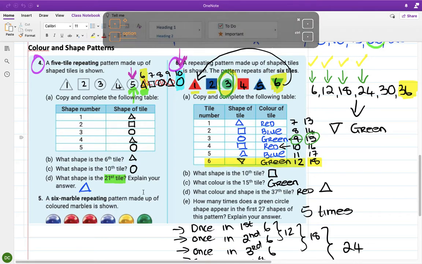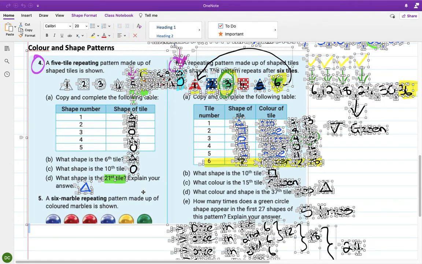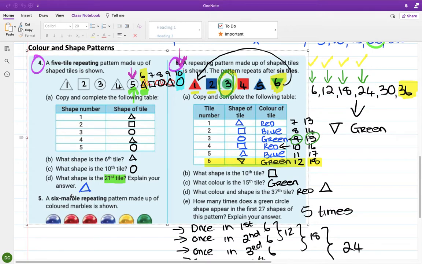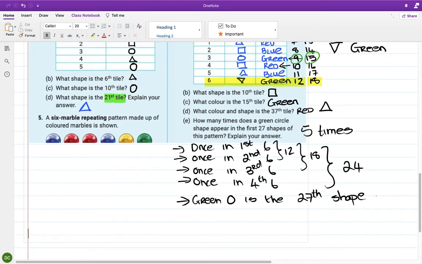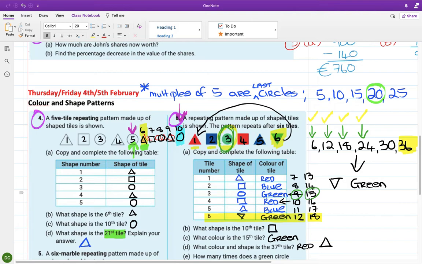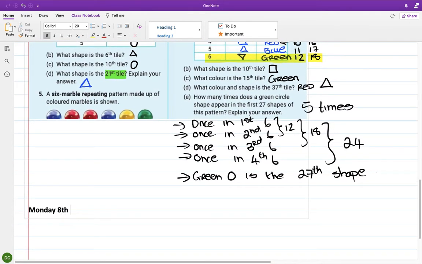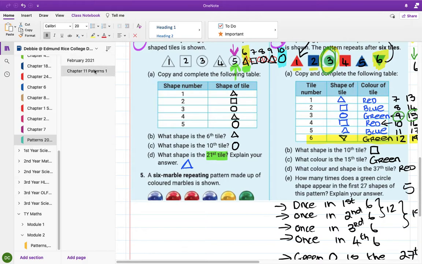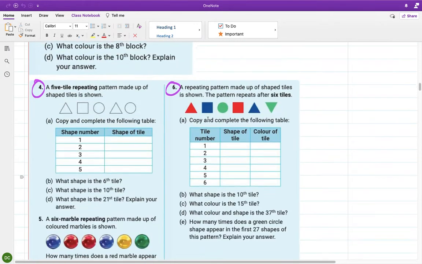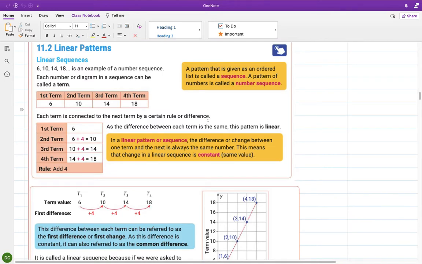Okay, so I'm just going to go down, get that out of the way. So Monday, what are we talking about? The date today is the 8th. That's just for homework at the end of class. Okay, so we did the shapes. Today's class is called Linear Patterns.